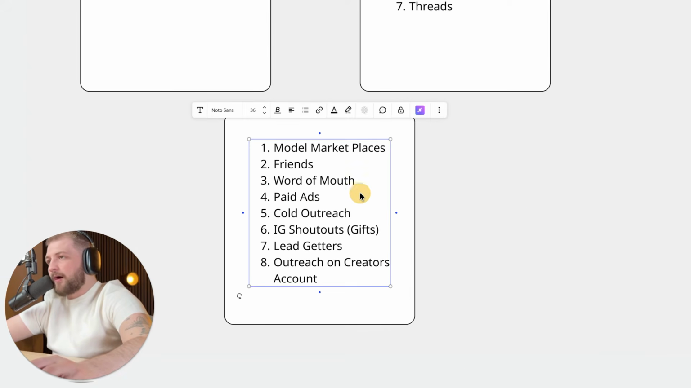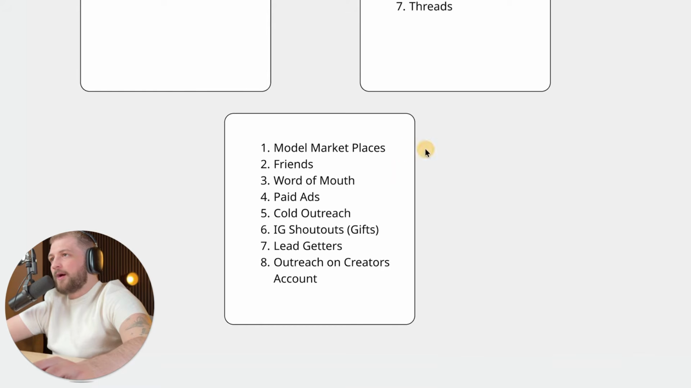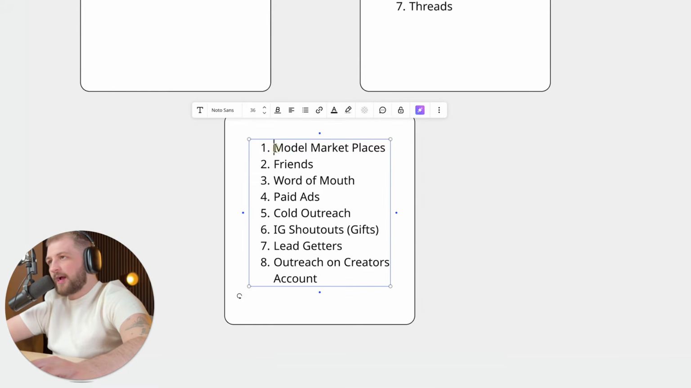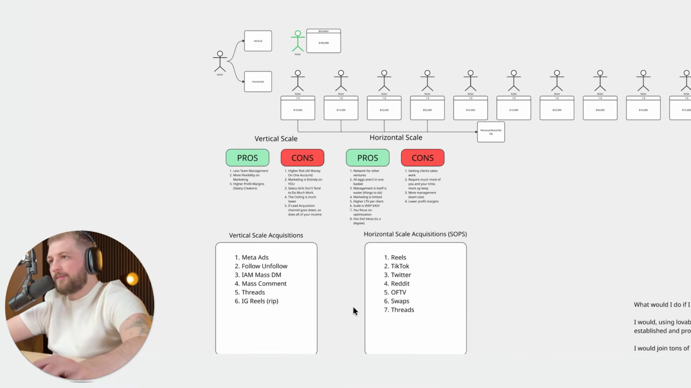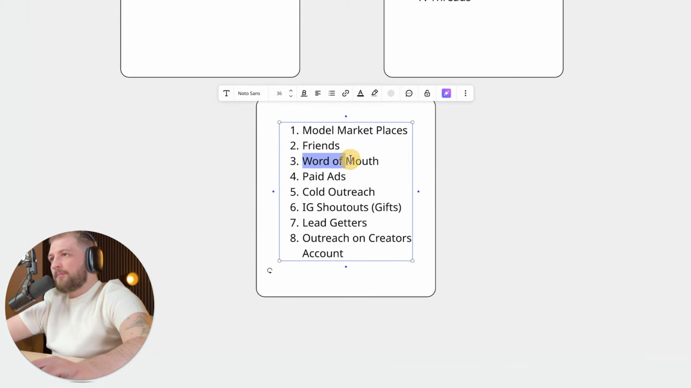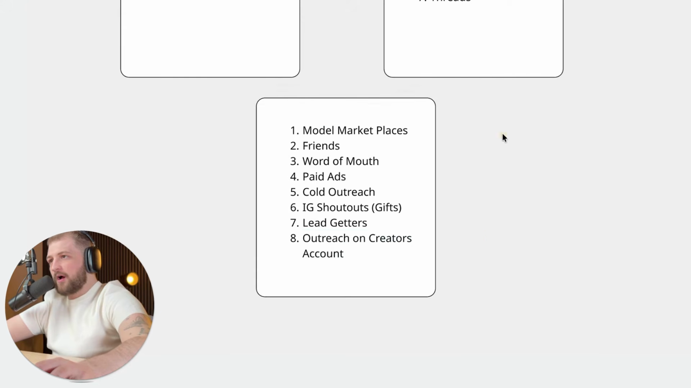Now, you can get models. Both of them are the same way. You can get models by using model marketplaces, but you're not going to get any models that are currently generating any good amount of revenue. From friends that you know, word of mouth, paid advertisement, cold outreach, Instagram shoutouts, lead getters, or outreach on creator accounts.